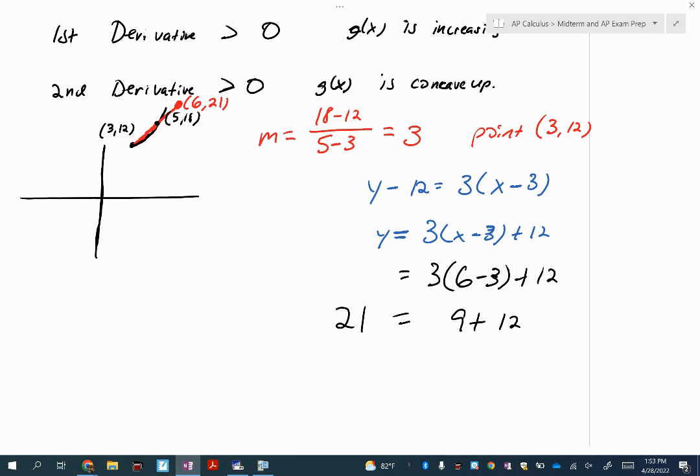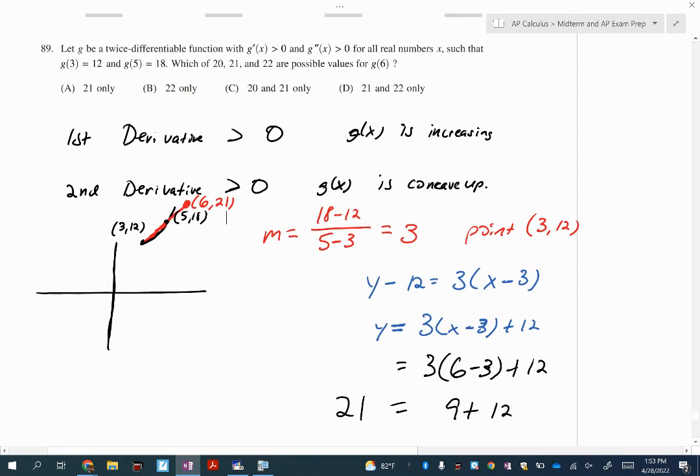Is this a line? No, it's a curve that's increasing, so going up, and the concavity is up, which means that it's increasing at a rate that is increasing. So that means my point (6, 21) is too low. 21 will not work because my slope will be higher. I need y values above 21, like 22, 23, 24. Which of my choices can I choose if it has to be above 21? Only B.